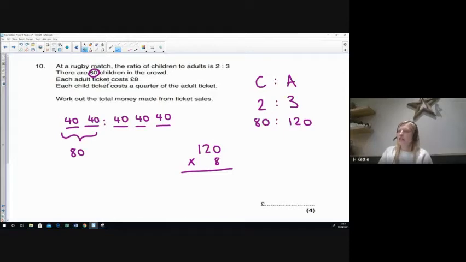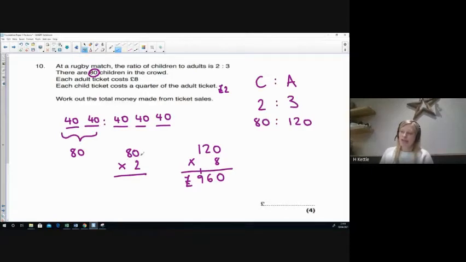And each child ticket costs a quarter of that. And a quarter of 8, half it and half it again, is £2. So we've got 80 children, each paying £2. So 8 times 0 is 0. 8 times 2 is 16, so 6 carry the 1. And 8 times 1 is 8. Add the 1 is £960 coming from the adults.